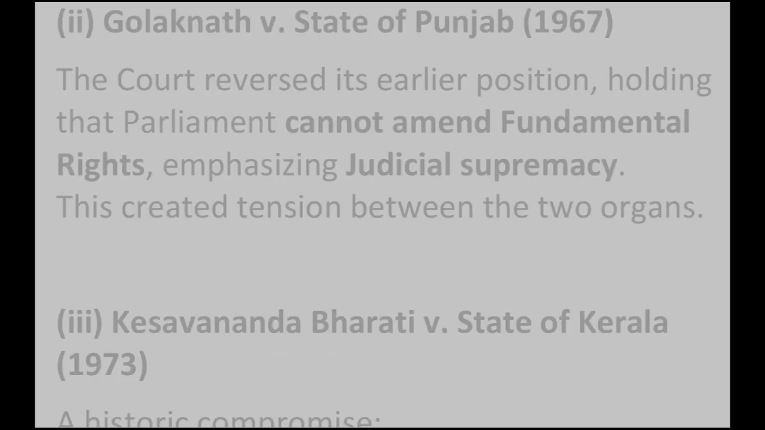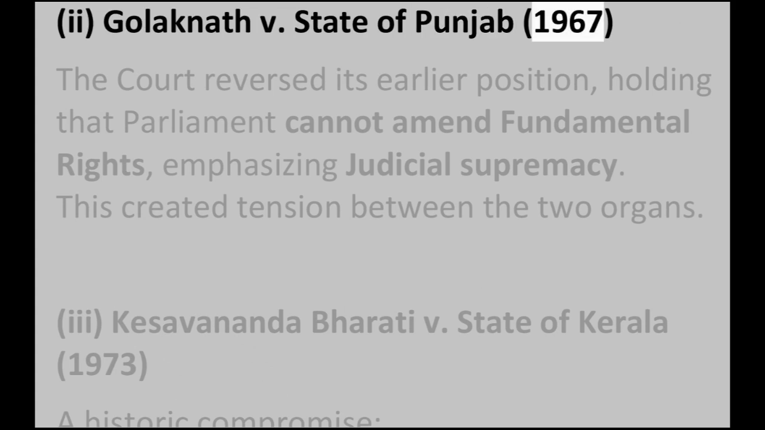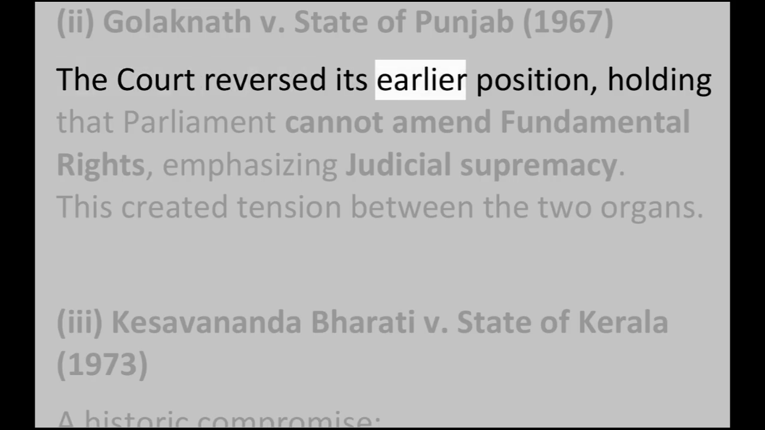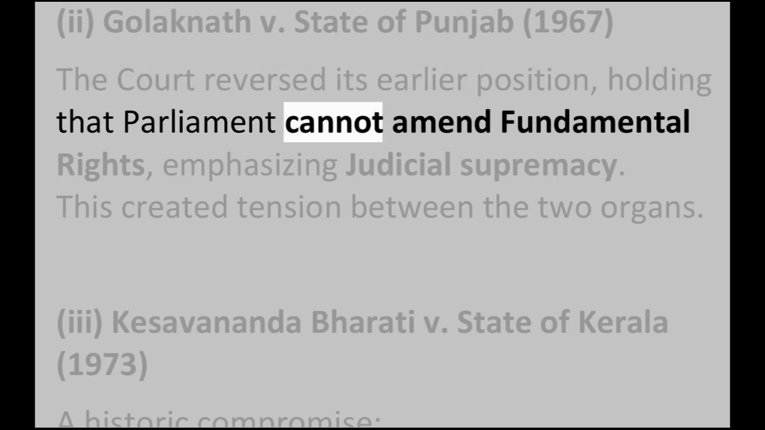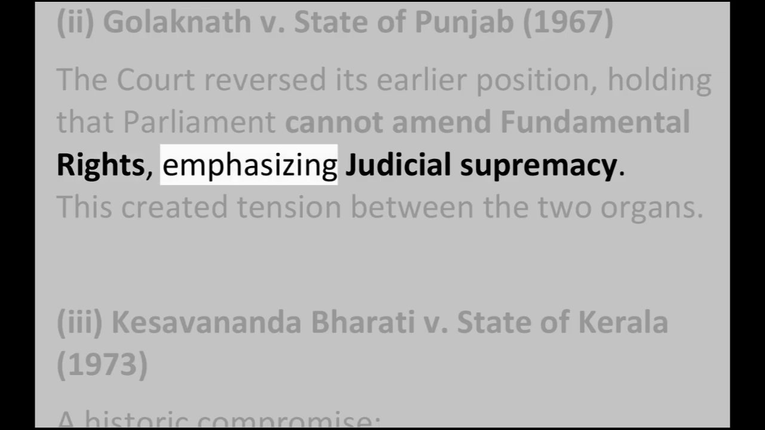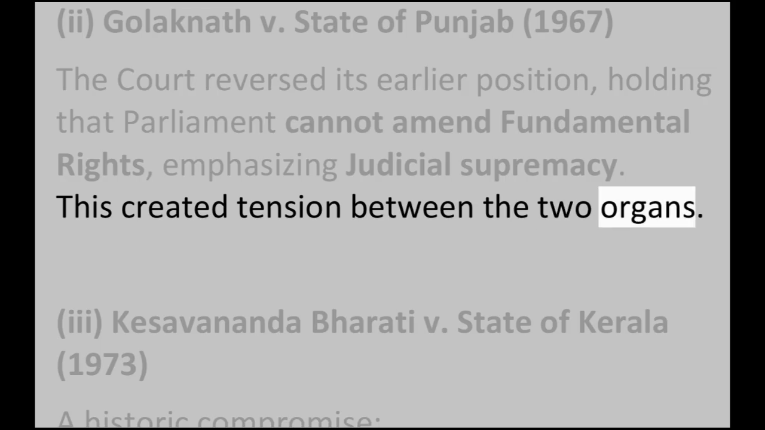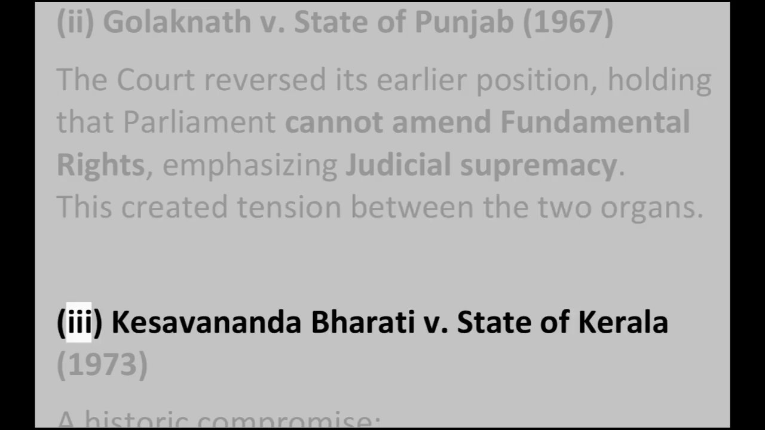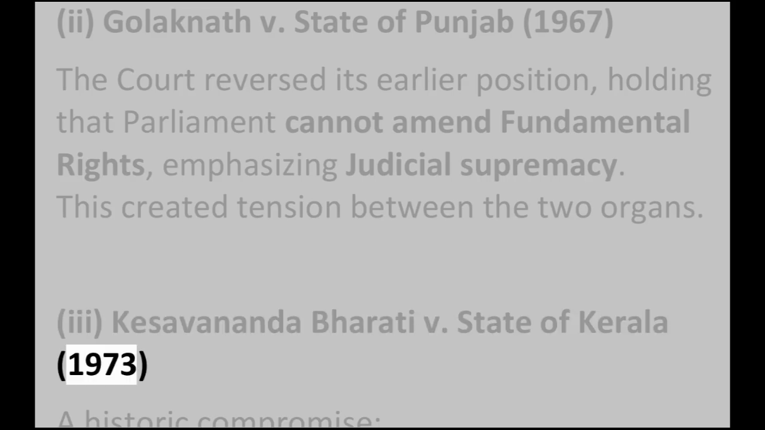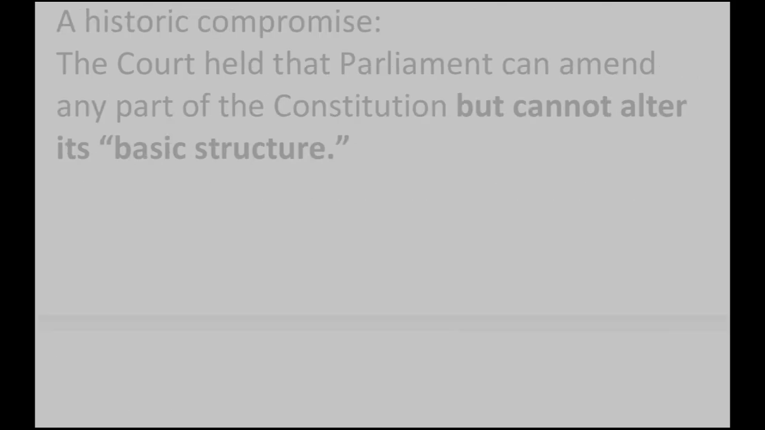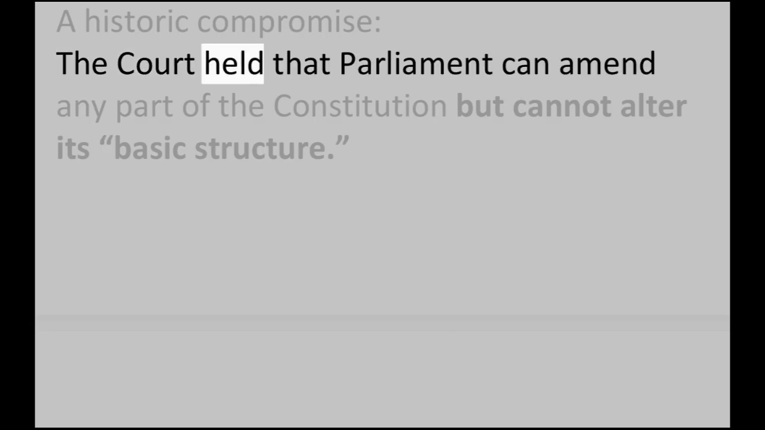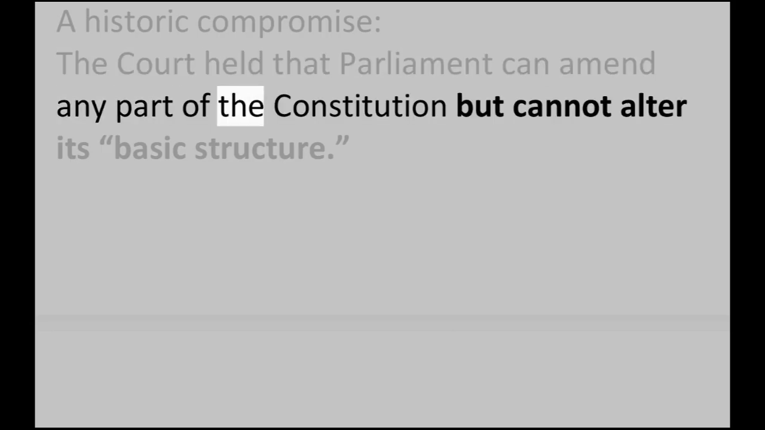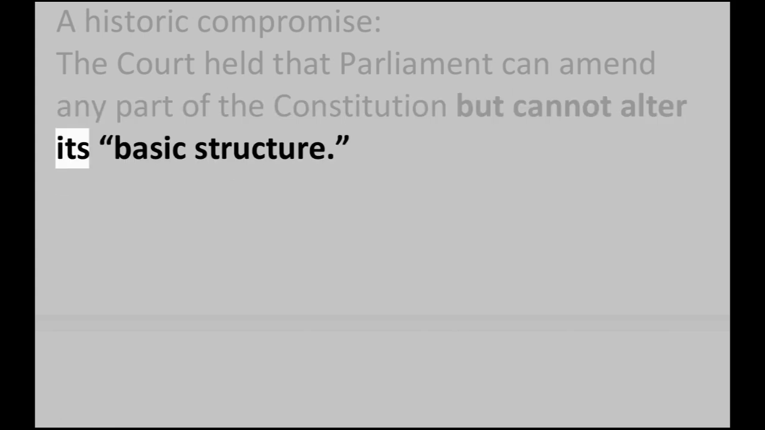2. Golaknath v. State of Punjab, 1967. The court reversed its earlier position, holding that Parliament cannot amend fundamental rights, emphasizing judicial supremacy. This created tension between the two organs. 3. Kesavananda Bharati v. State of Kerala, 1973. A historic compromise. The court held that Parliament can amend any part of the Constitution but cannot alter its basic structure.